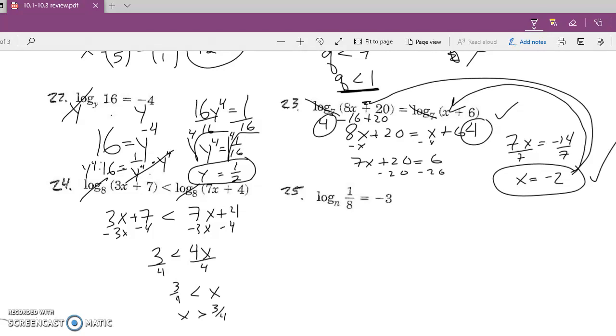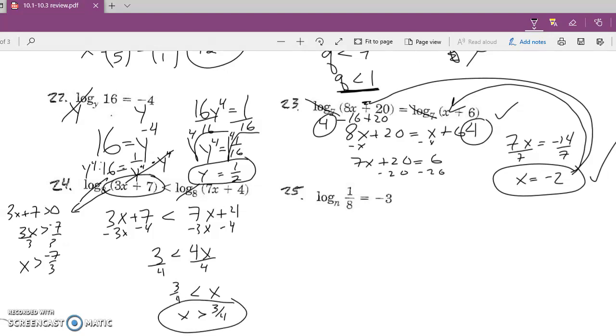Now, on this one, you do have to be careful. You actually have to take this and make sure that that's okay. So you're going to go, remember this cannot be negative. So I would say 3x plus 7 has to be greater than 0. So 3x has to be greater than negative 7. Divide by 3. X must be greater than negative 7/3. Well, if it's greater than 3/4, is it greater than negative 7/3? Yes, it is. So that's okay.